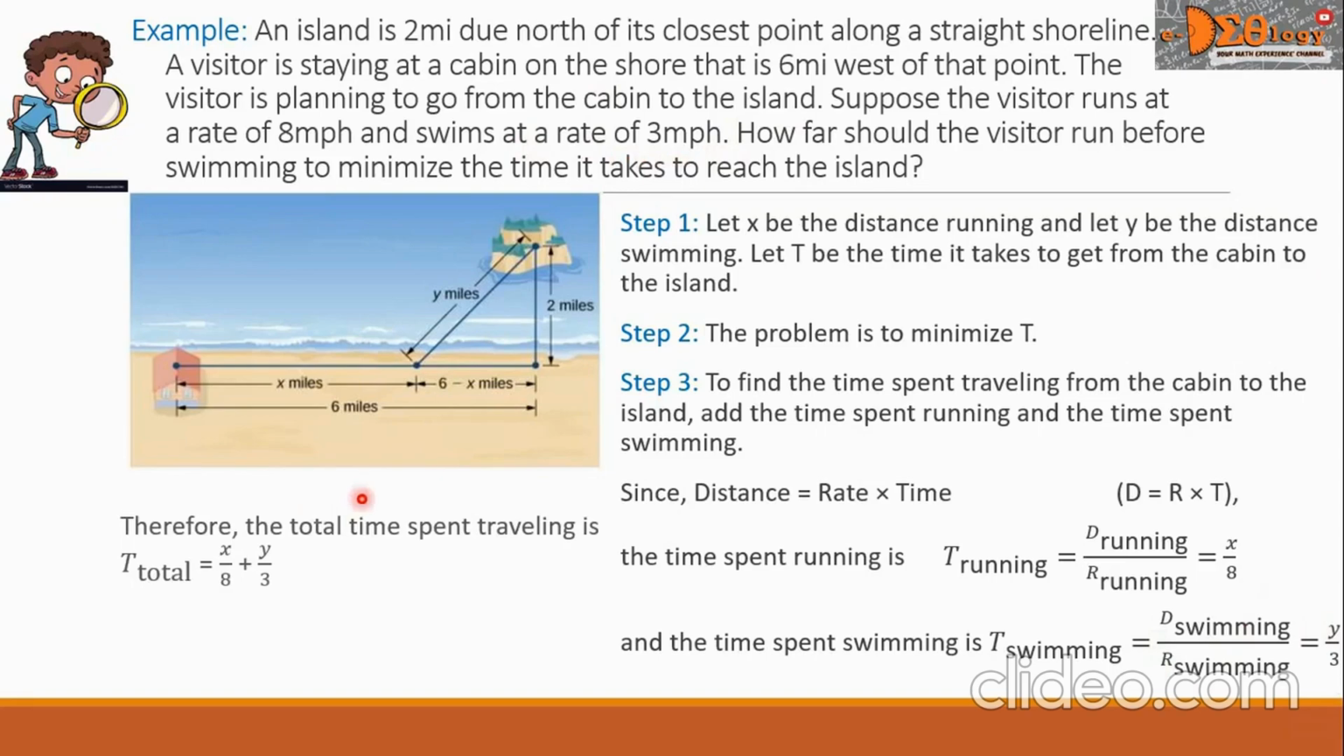Therefore, the total time spent traveling is T sub total equals x over 8 plus y over 3. We regard this as equation 1.